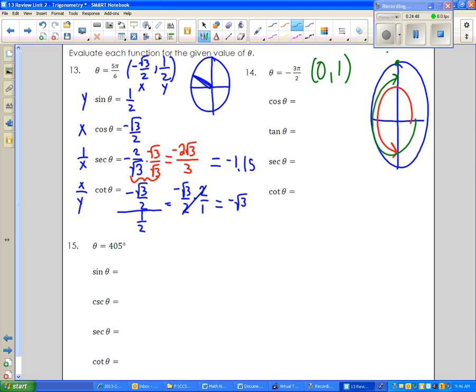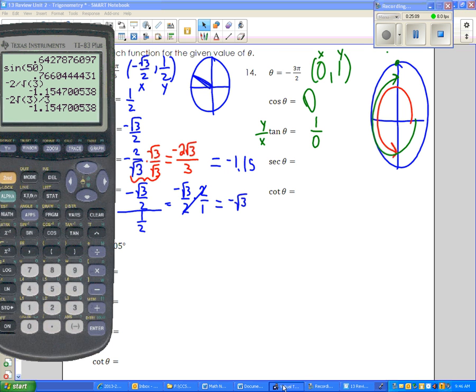So actually this is kind of nice because it's going to be a little bit easier to evaluate. So remember, this is our x value, this is our y value. Cosine corresponds to x, and so that means my cosine is 0. Tangent this time is y over x, and so that means I'm going to do 1 over 0. But please try this on your calculator, because what I'm finding is that anytime people see a 0, they think the answer is going to be 0.